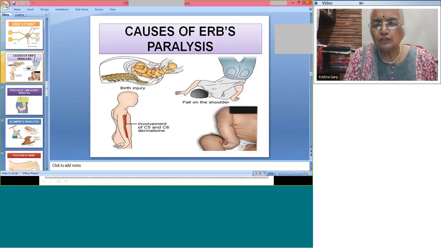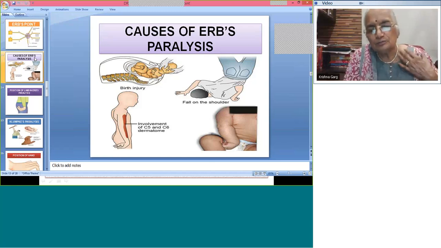Erb's paralysis, or Erb-Duchenne paralysis, is a birth injury when the head is pulled too hard, or in a forceps delivery, there is pulling of the head and neck, and the upper trunk of the brachial plexus may be injured. A second way is a fall on the shoulder. Since C5 and C6 segments of the brachial plexus are involved, there is loss of sensation on the lateral side of the upper limb, both in the arm and the forearm.